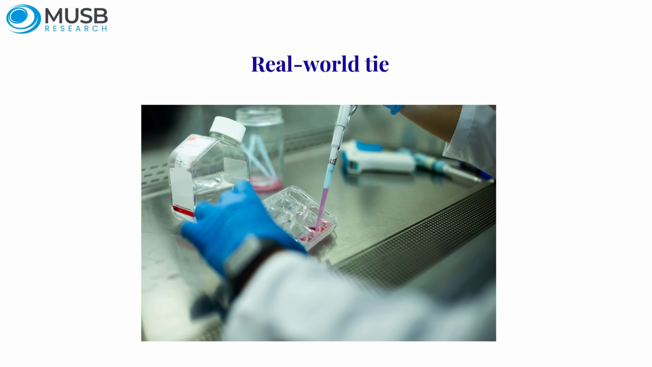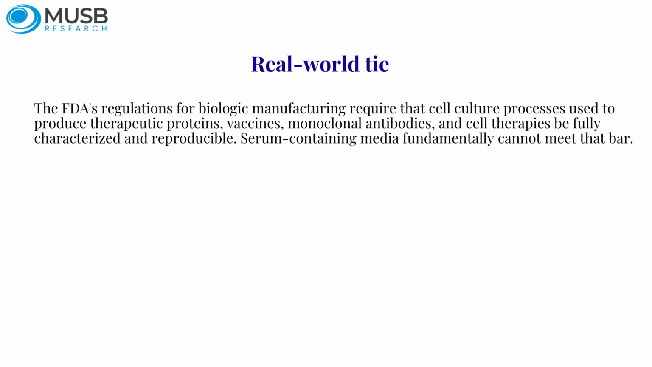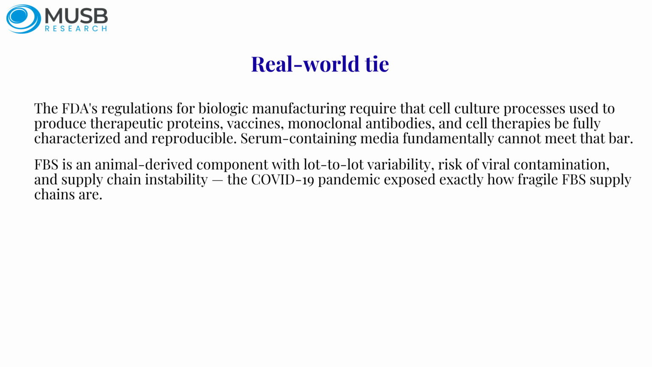Here's why every skill in this episode has direct commercial and regulatory relevance, and why understanding media is not just academic. The FDA's regulations for biologic manufacturing require that cell culture processes used to produce therapeutic proteins, vaccines, monoclonal antibodies, and cell therapies be fully characterized and reproducible. Serum-containing media fundamentally cannot meet that bar. FBS is an animal-derived component with lot-to-lot variability, risk of viral contamination, and supply chain instability. The COVID-19 pandemic exposed exactly how fragile FBS supply chains are.